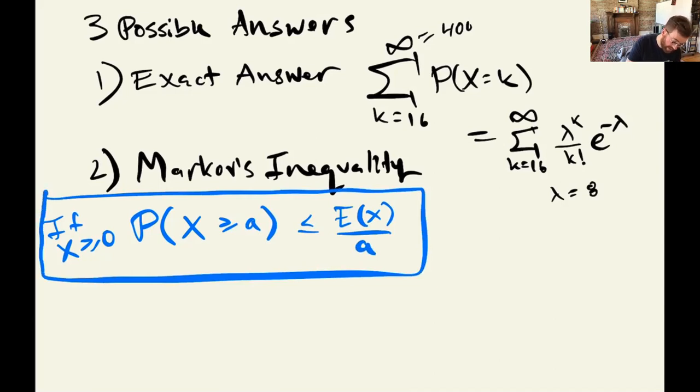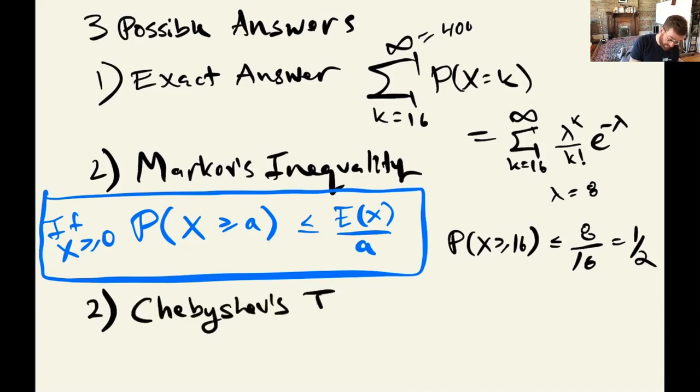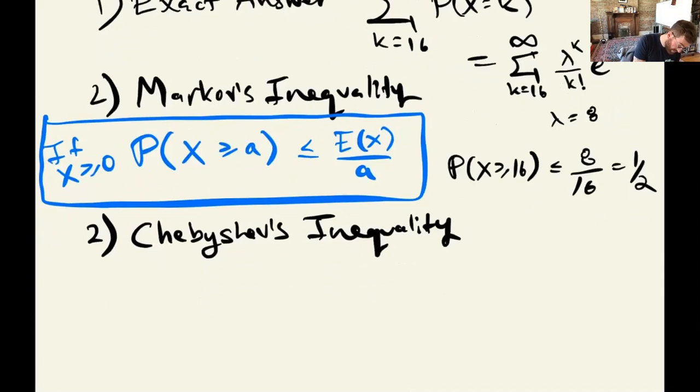So if I apply that in this case here, the probability of getting 16 or greater chocolate chips is bounded by the expected number of chocolate chips, which is 8, divided by 16, which is a half. So we know there's less than a half chance that our particular cookie Adam is going to get 16 or more chocolate chips. But we can also do better since we have standard deviation information. And this uses Chebyshev's inequality. This was Markov's.